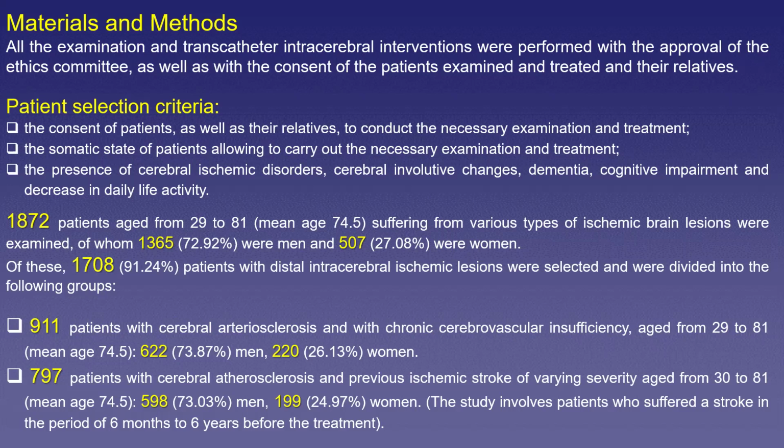1,872 patients aged from 29 to 81 suffering from various types of ischemic brain lesions were examined, of whom 1,365 were men and 507 were women. Of this, 1,008 patients with distal intracerebral ischemic lesions were selected and were divided into the following groups. 911 patients with cerebral arteriosclerosis and with chronic cerebrovascular insufficiency were selected, and 797 patients with cerebral atherosclerosis with previous ischemic stroke of varying severity aged from 30 to 81 were selected. Next slide.